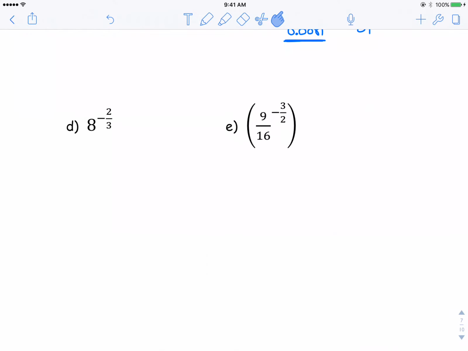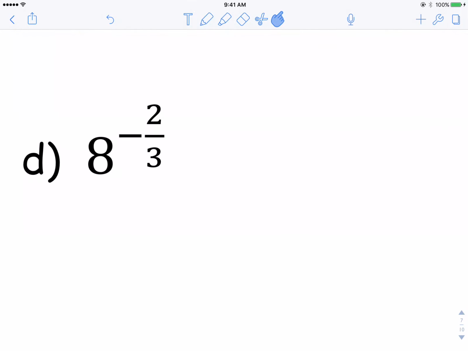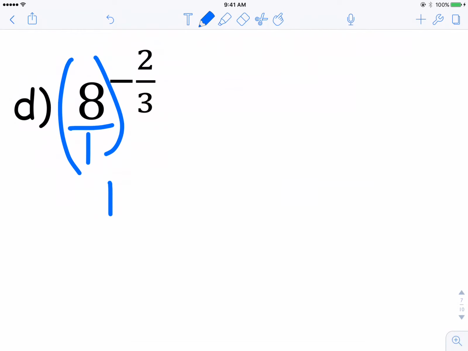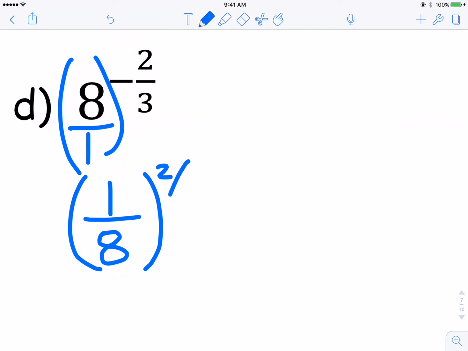Two more to go. 8 to the power of negative 2/3. Well, the negative exponent tells me I'm going to have to flip a fraction, so I first need to have a fraction. I put the 8 over 1. Throw it in a bracket just so I can see it. So that 8 over 1 now becomes 1 over 8 to the positive value of 2/3.